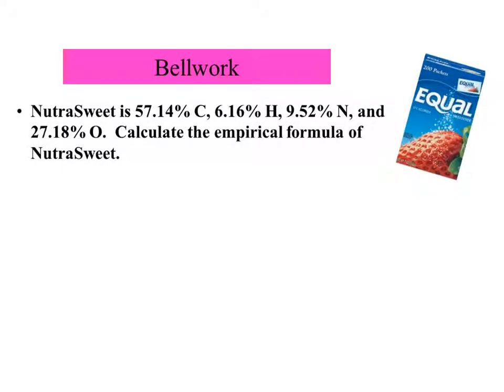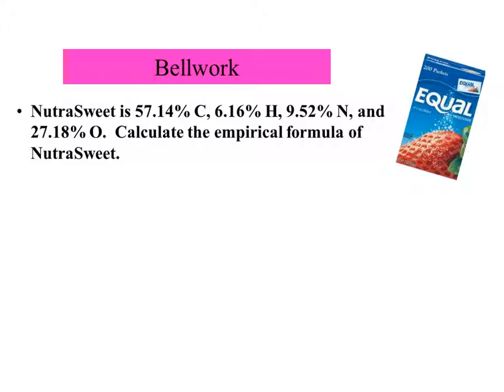So the bell work today is calculating an empirical formula. It says that NutraSweet, this sugar substitute, is 57.14% carbon, 6.16% hydrogen, 9.52% nitrogen, and 27.18% oxygen. Calculate the empirical formula of NutraSweet.